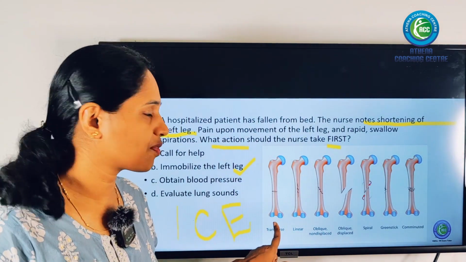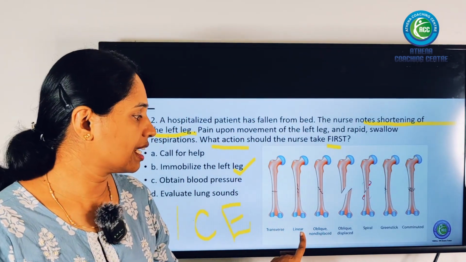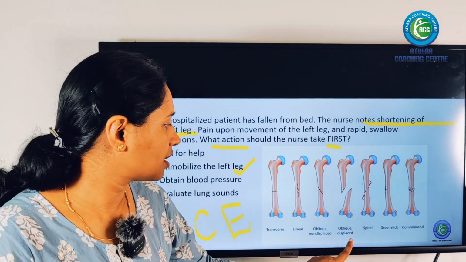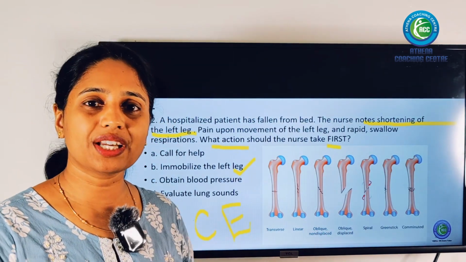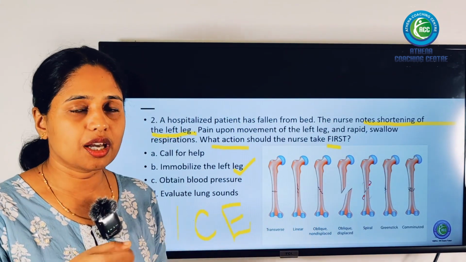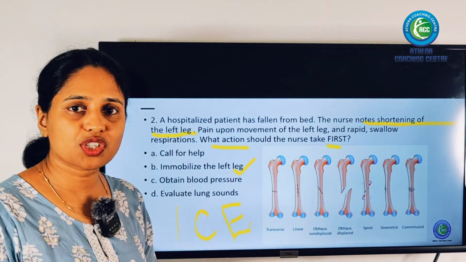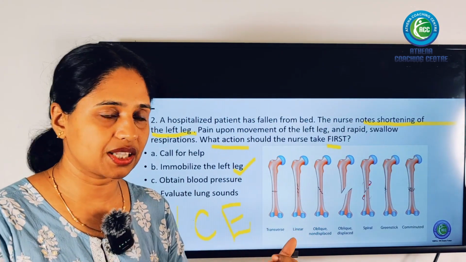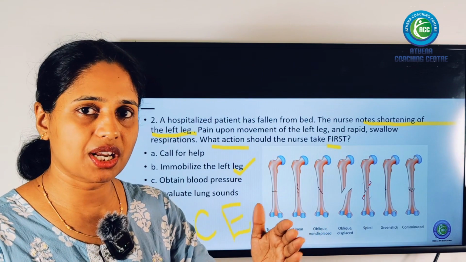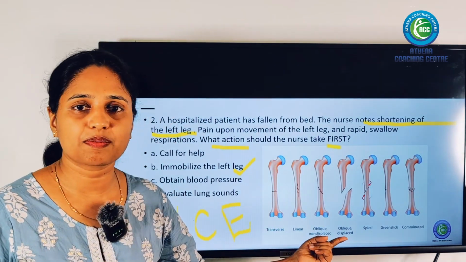The first is transverse fracture. Second is a linear fracture. Third is an oblique fracture. And this one is oblique with non-displaced, where the shape of the fracture is oblique, but it is not displaced. The fourth one is an oblique fracture where the bones are separated. It is considered as oblique displaced.